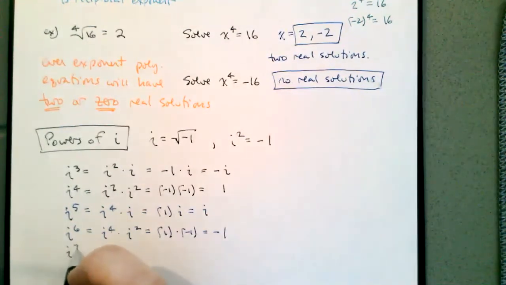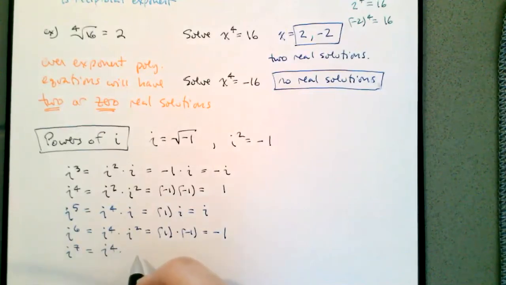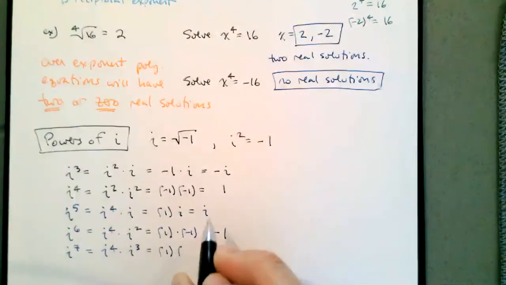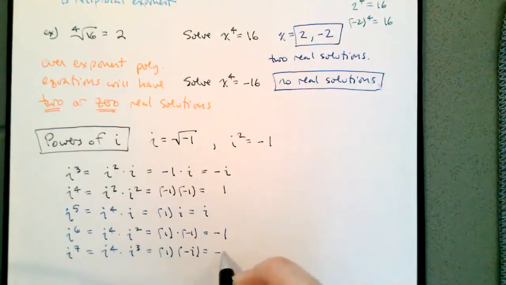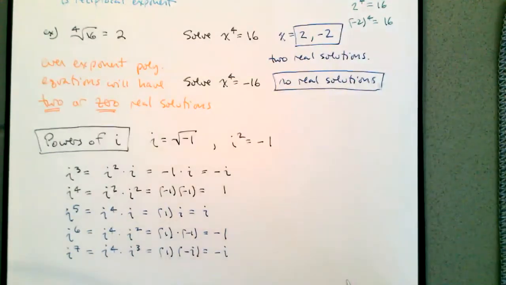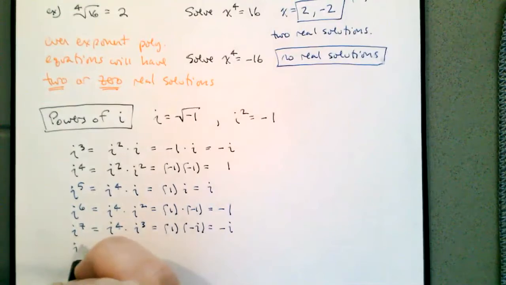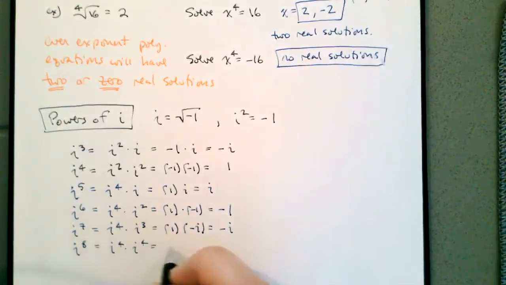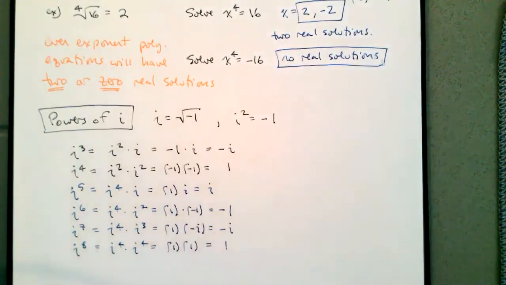I to the seventh, maybe you can see where this is going. I to the seventh is I to the fourth times I to the third. I to the fourth is 1. I to the third is negative I. So I to the seventh is negative I. I to the eighth, we're back to 1 again. I to the eighth is like an I to the fourth times an I to the fourth. I to the fourth is 1, and 1 times 1 is 1.